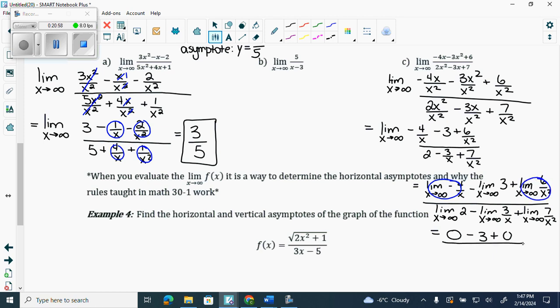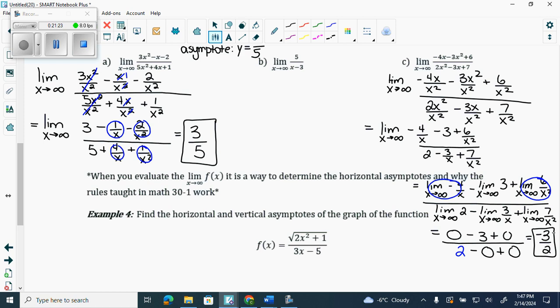The limit of a constant is just that number, 2, minus the limit as x approaches infinity of 3 over x, 0. 7 over x squared to infinity, 0. So I get negative 3 over 2. So you could show it by splitting it up into separate limits the whole way along, if you so choose. Then it would be a whole bunch of little limits. Okay? Let's look at B.